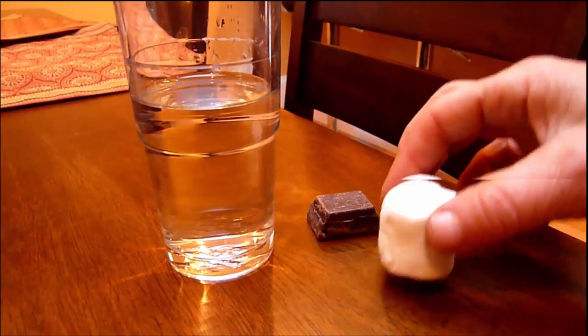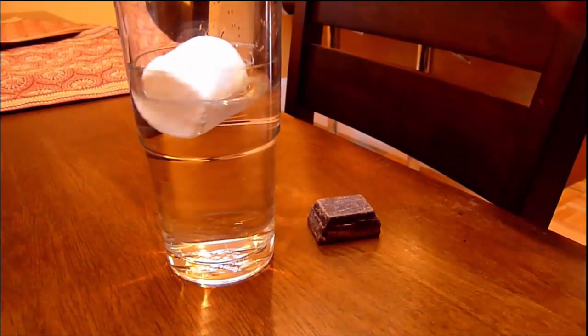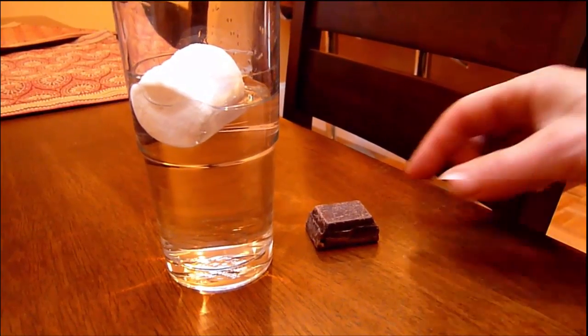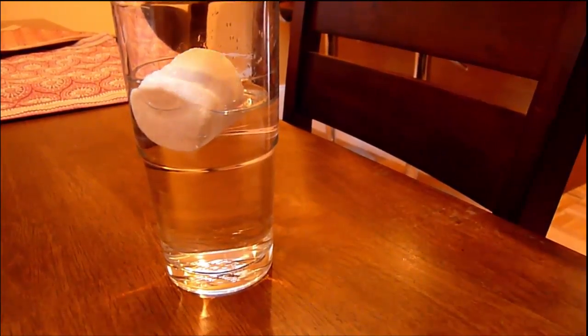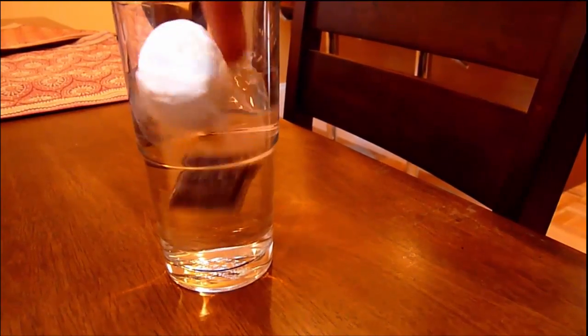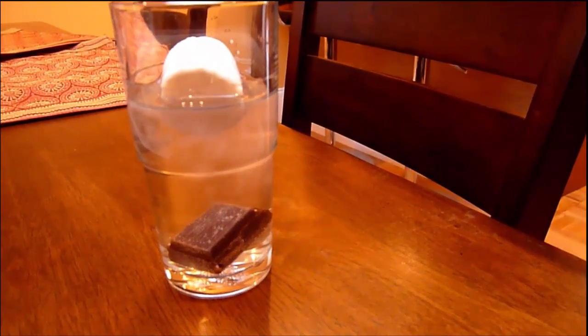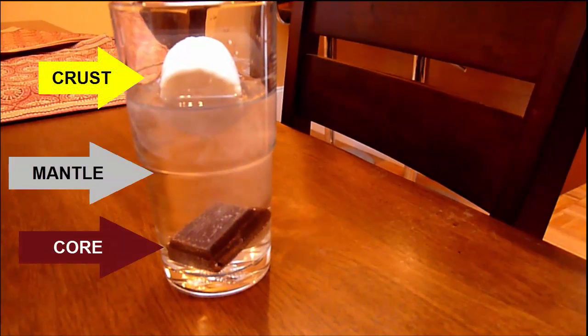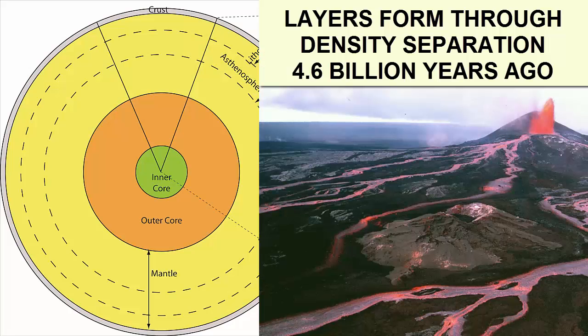A similar process happens when we put chocolate and marshmallows in water. The marshmallows are less dense and float on top. The chocolate is more dense and sinks to the bottom. The water sits in the middle. Through density separation, we form Earth's three compositional layers, the crust, the mantle, and the core. When did that happen? With early Earth mostly molten, it would have all happened within a few million years at most, so basically concurrent with Earth's formation, 4.6 billion years ago.